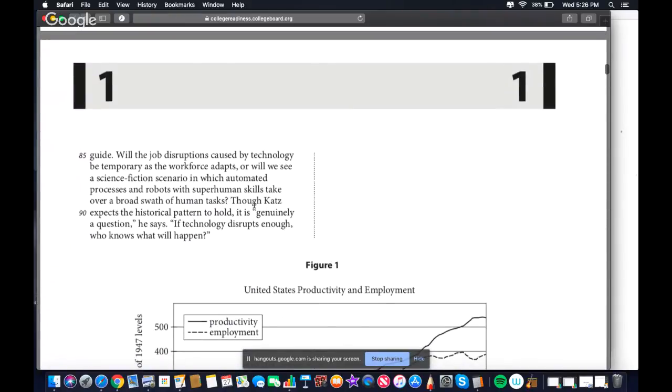End of the passage. Though Katz expects the historical pattern to hold, it is genuinely a question, he says. If technology disrupts enough, who knows what will happen?